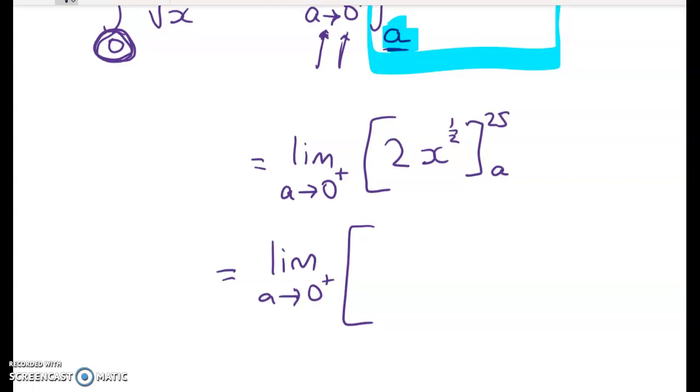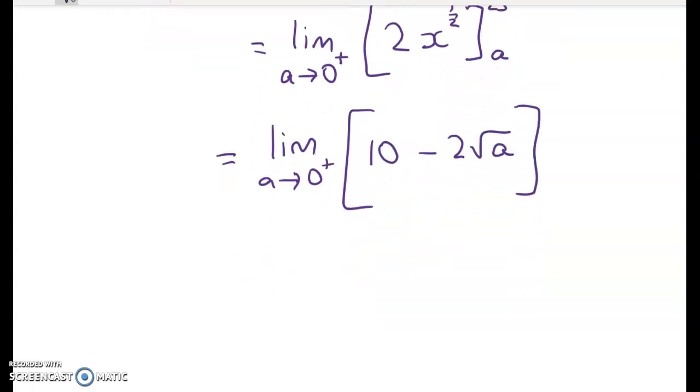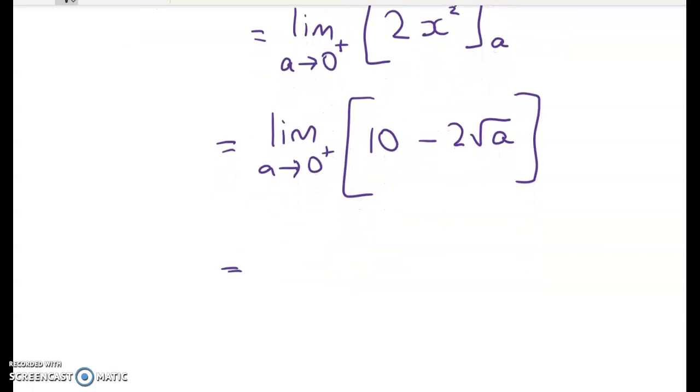So again, we've got 2 root 25, which gives me 2 5s are 10. Take away 2 root a. Okay, now we look and we say, well, what's happening to all of those bits as a goes to 0? A goes to 0 from above. Well, nothing happens to the 10. It's not affected by the a, so it's just 10. And then what about this?